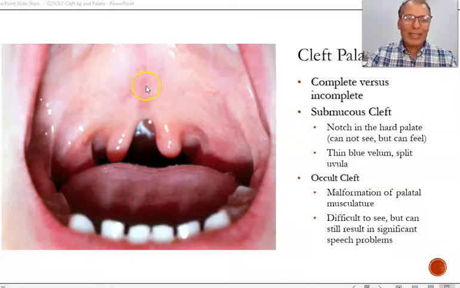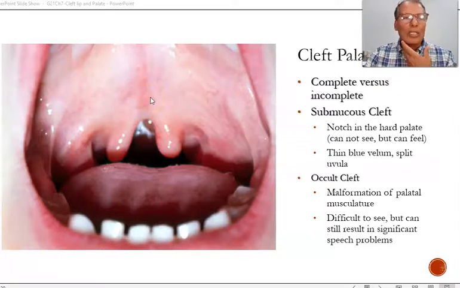In many cases, the submucous cleft exists, but the uvula is totally fine. How do you know that? You can listen to the person, and they speak in a very nasal way, so that the air just leaks out of their nose and they sound very hypernasal. Speaking like that, the air just leaks all over the place.